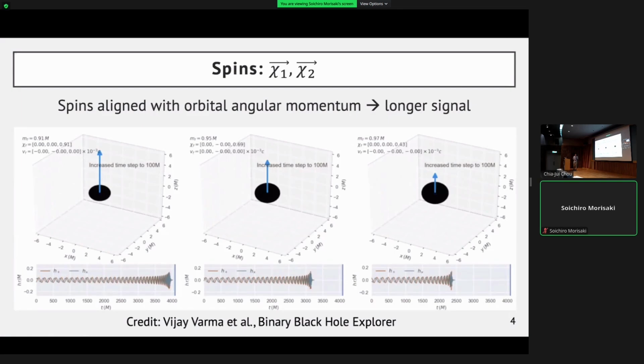Because signal duration is affected by both masses and the parallel spin components, those values are completely degenerate if you only look at the signal duration. In reality, we can measure the entire frequency evolution in the detector's frequency band, and the effects of masses and spins have different frequency dependencies. So the degeneracy is to some extent broken, and we can get some information about the parallel spin components.